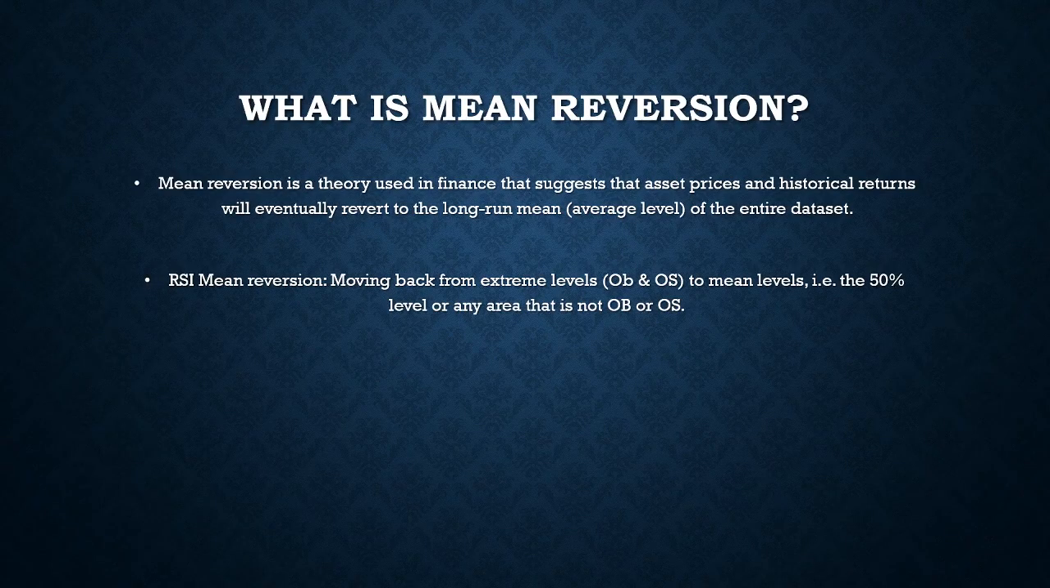What is mean reversion? Mean reversion is a theory used in finance that suggests that asset prices and historical returns will eventually revert to the long-run mean or average level of the entire data set.